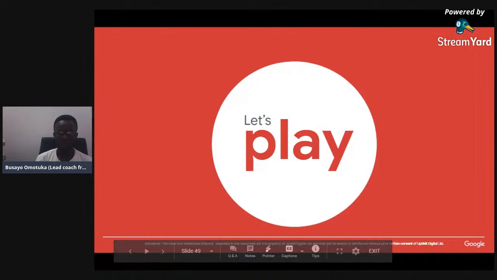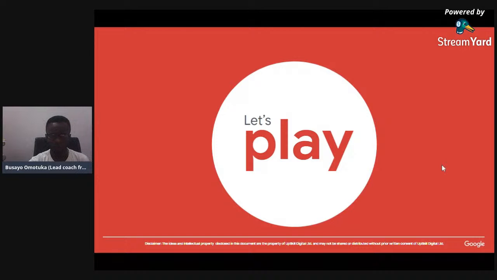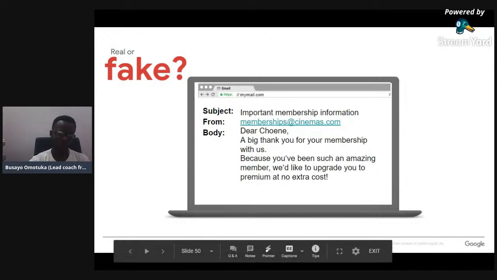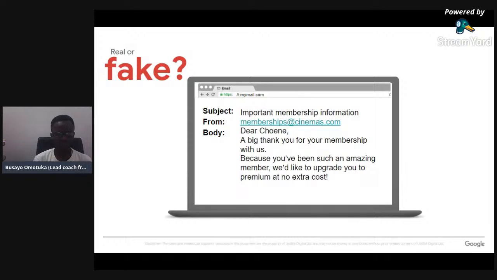So here comes "Let's Play" again. We're going to be going over Let's Play and seeing what we have. I'm sure by now we already know what Let's Play is all about. So let's dive in. This is an example of a message received by someone. We're just using this example to demonstrate what is possible and what is not. So let's look at this together: real or fake?